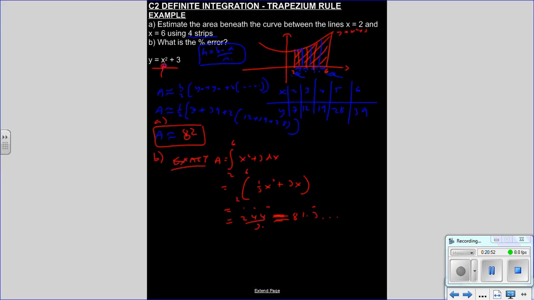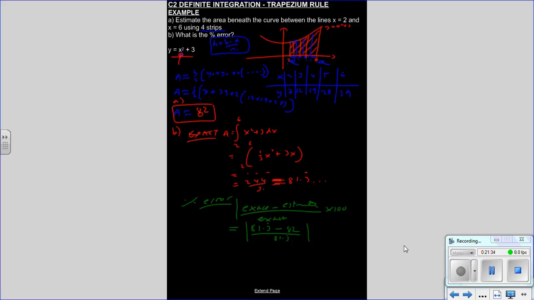My approximation looks quite close, but as a percentage, what is it? How do you work out the percentage error? The percentage error is always exact minus your estimate, over your exact, times by 100. Obviously if your estimate matches your exact, i.e. you are exactly correct, then your percentage error will be zero. The exact is 81.3 recurring, take away my estimate of 82, over 81.3 recurring. As it's a percentage error, we're going to have to mod it, because a minus percentage doesn't really make sense.